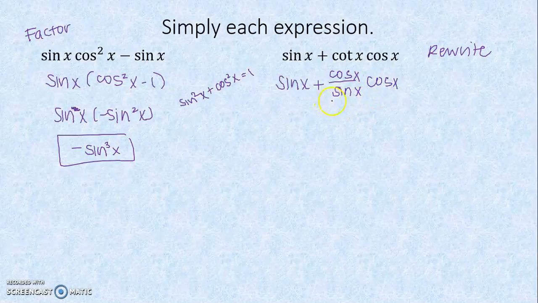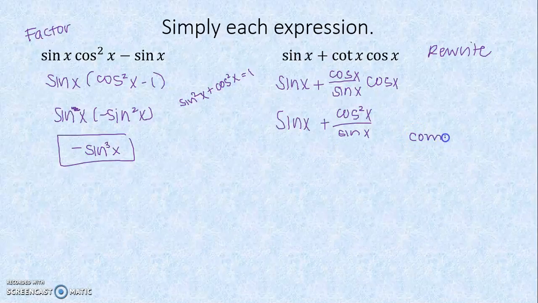I want to go ahead and simplify this second term over here. So cosine x times cosine x becomes cosine squared x in my numerator, all over sine x. Now that it's all sine and cosine, I notice that I have two fractions. So I'm going to find a common denominator. So that would be sine x. So I want sine x to be my denominator.